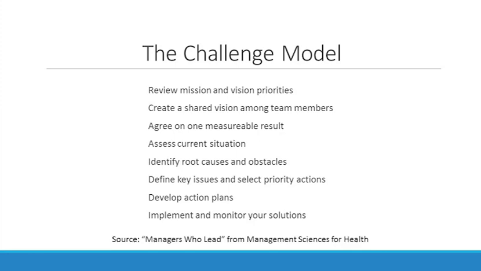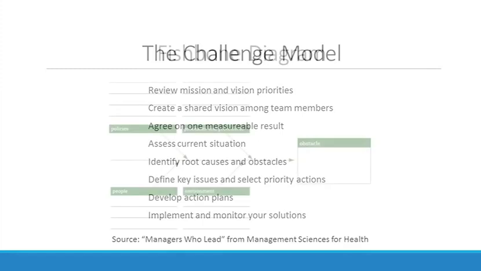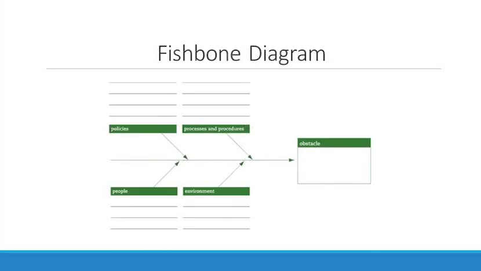Another technique that organizations use is referred to as the fishbone diagram, or cause and effect diagram. This analysis is designed to help leaders identify and explore possible causes of a specific problem. For example, the leader examines policies, processes and procedures, people, and the environment, asking the question, why does this happen? What we are doing is analyzing the causes of a problem that result in a particular effect.